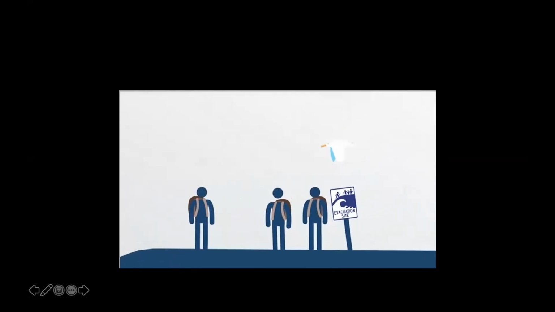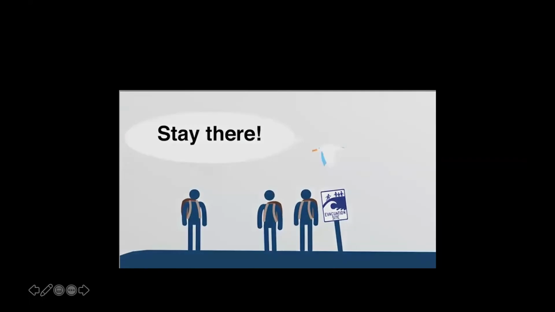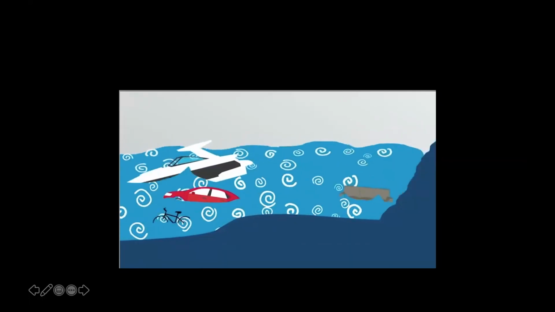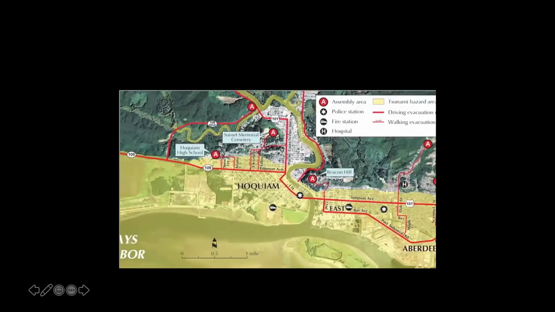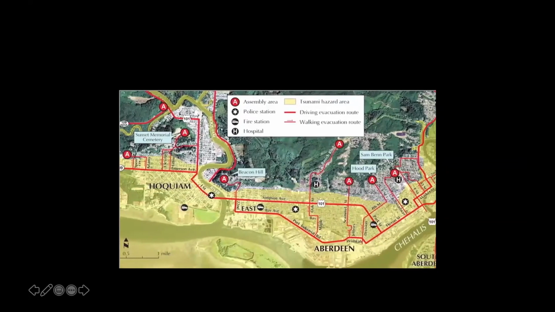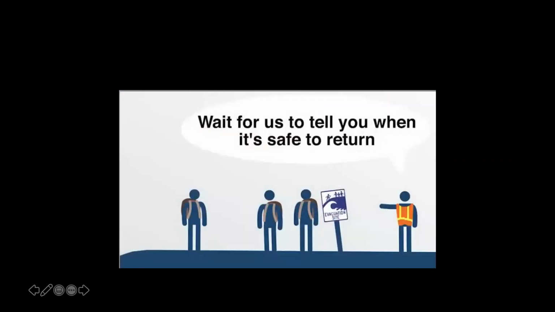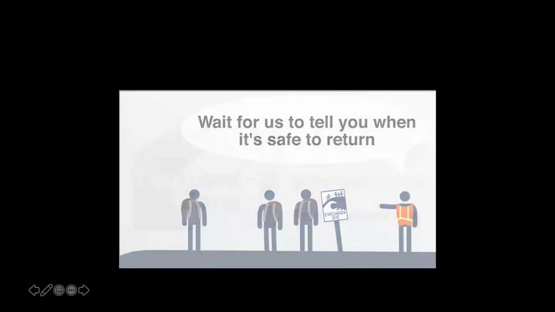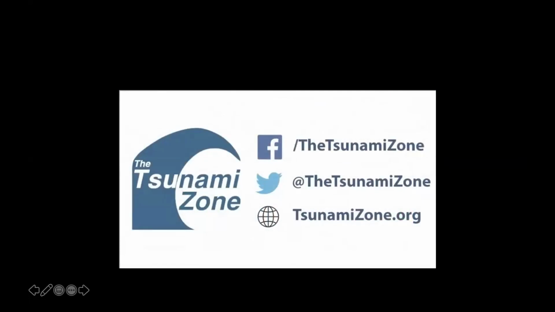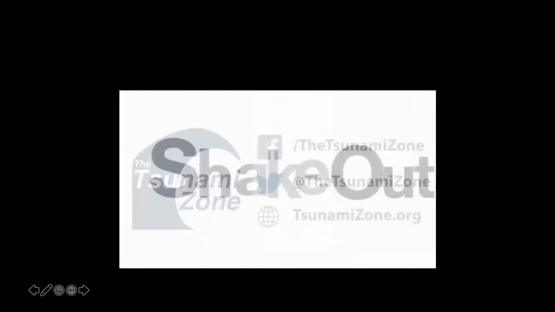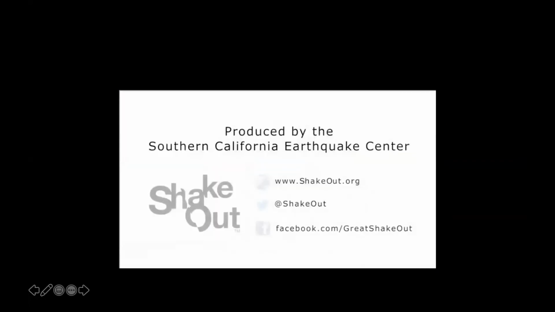Once you reach a safe place, stay there. A tsunami is a series of waves, and the first one is not always the largest. Ocean currents can be dangerously strong, especially in harbors and coastal rivers. Do not leave your evacuation area until you hear from officials that it is safe. Learn more about tsunamis and register your tsunami preparedness activities at tsunamizone.org. Visit shakeout.org to practice earthquake safety with millions of people worldwide and to see videos showing what to do in a variety of situations.